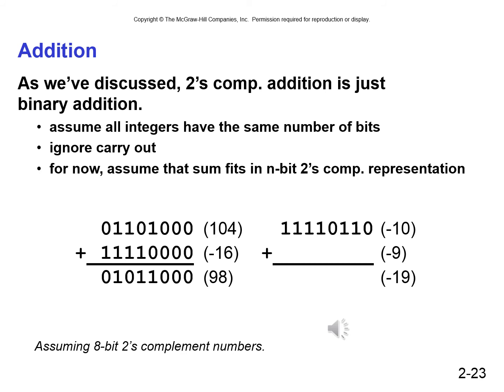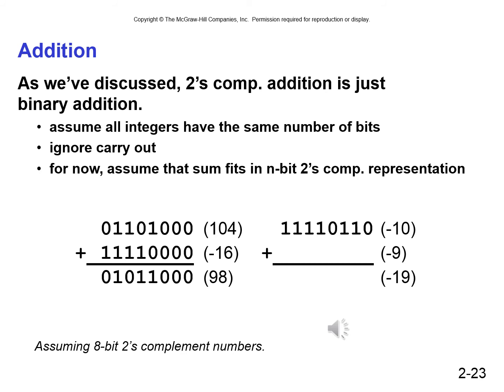let's take a look at the operation on the left. 104 minus 16. Well, that's simply 104 plus negative 16. So what we have is the 2's complement of 16, making it negative 16. And we simply go bit by bit. Bit 0, 0 plus 0, 0. Bit 1, 0 plus 0, 0. Bit 2, 0 plus 0, 0, etc., etc. And you can see, there you go.